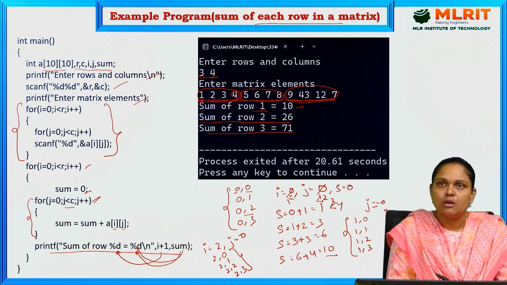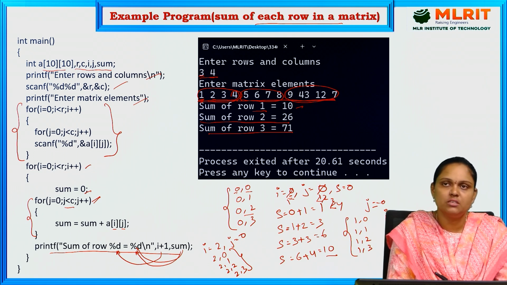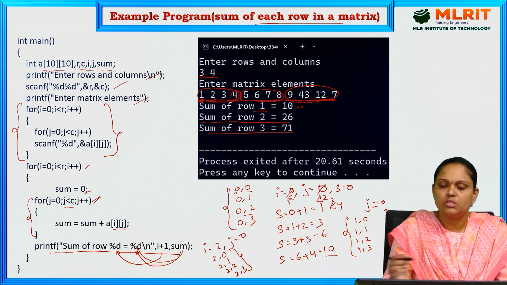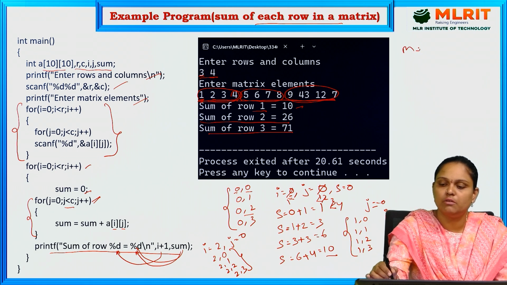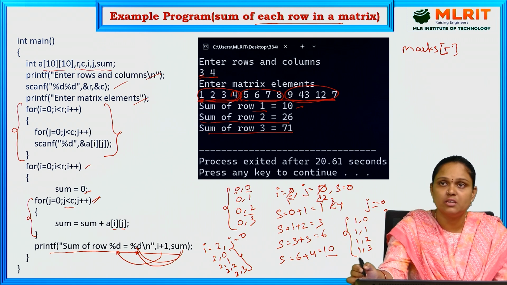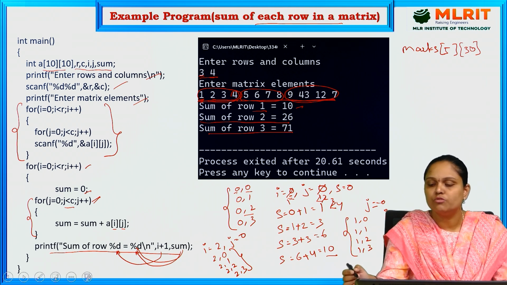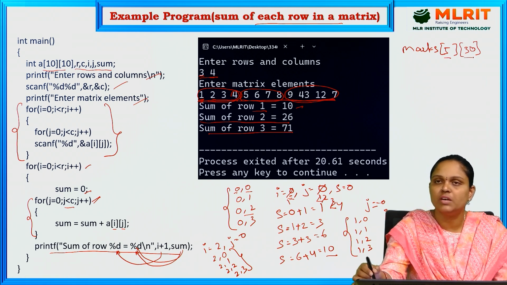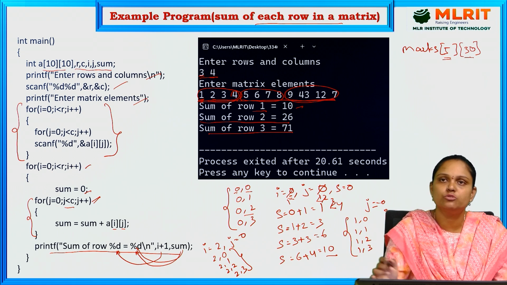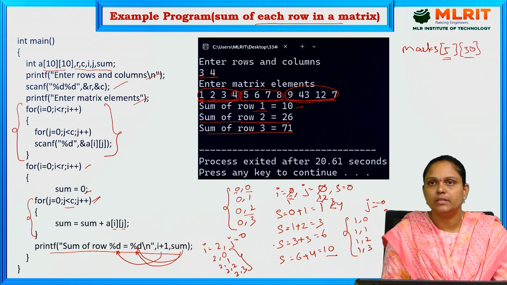In the same way that we solve matrix-related problems, we can also store student marks in different subjects, marks of multiple subjects for multiple students. Suppose we take the array name as marks, with rows as 5, which means 5 subjects, and column size as 30, which means 30 students. So 5 different subject marks of 30 different students we can store in this 2D array. Thank you.